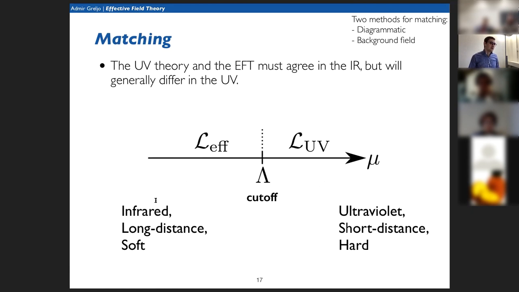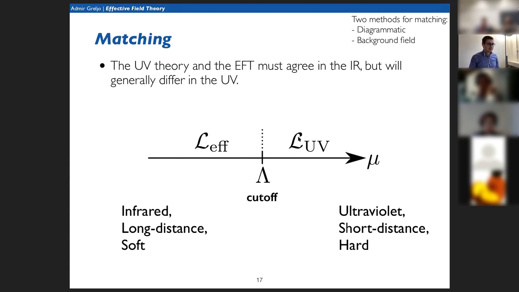All right, so the important concept is matching. And matching means connecting the UV theory to an effective theory. On this picture, you can see the axis which represents the energy scale, mu. The cutoff is the thing that separates the effective theory and the UV theory.